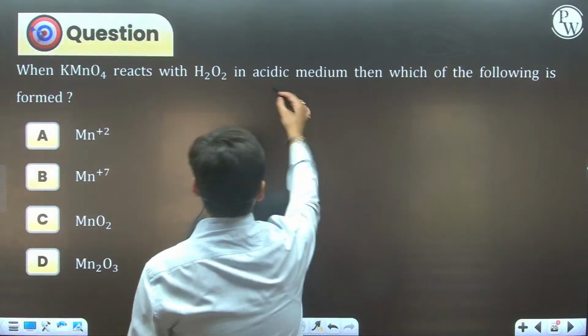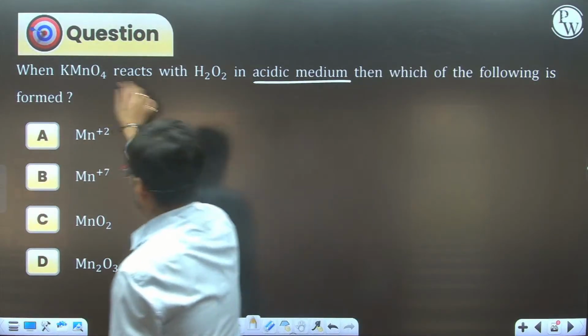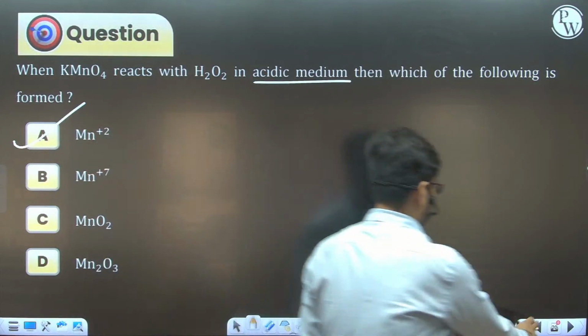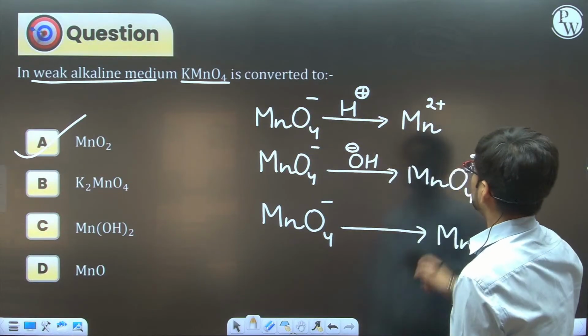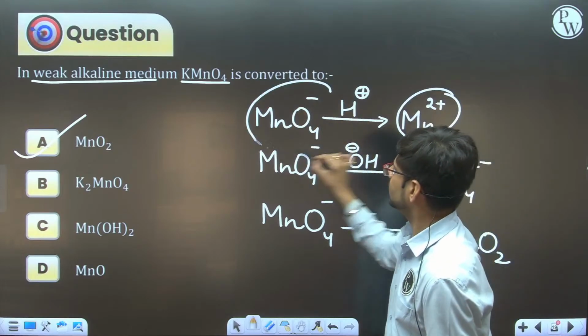Again, acidic medium. So for KMnO4, straight away we will write Mn2 plus. Just now we discussed that MnO4 minus gets converted to Mn2 plus in acidic medium. This is colorless, this is purple.